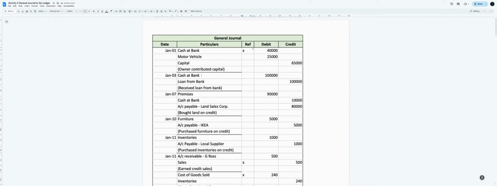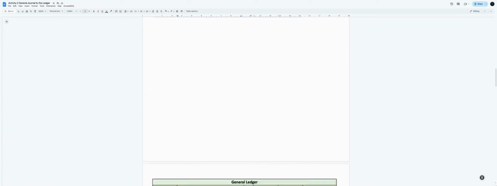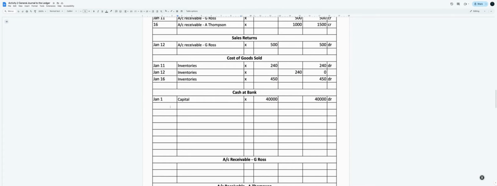Scroll through, we look to see our next one, which was on January 3, $100,000 debit. So January 3, and our running balance becomes 140,000 DR. What do we write in the particulars?